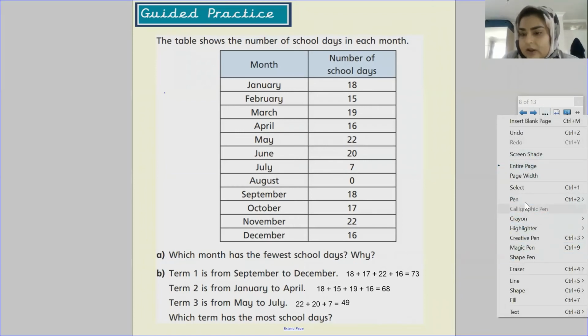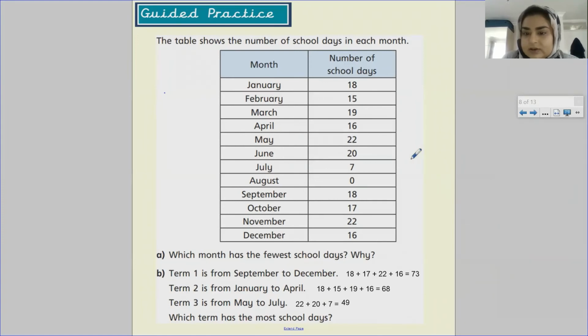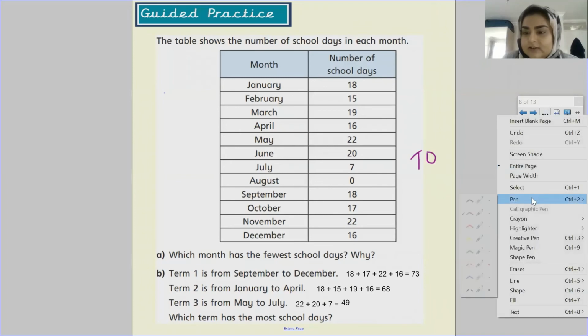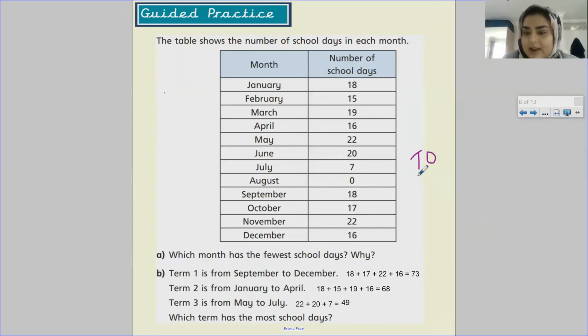So I'm just going to show you one time. For example, September to December, I have my column there. I'm going to do that a different color, and then I'm going to write 18, 17, 22, and 16. Okay, now I'm going to add the numbers together.